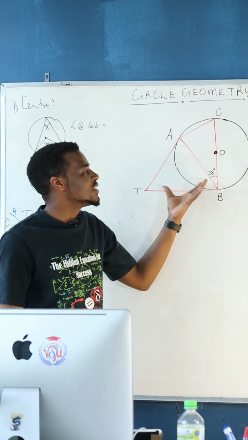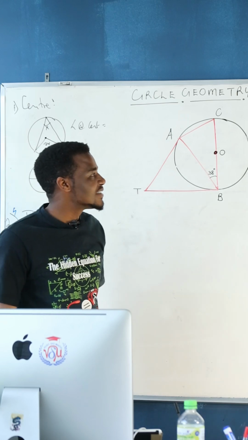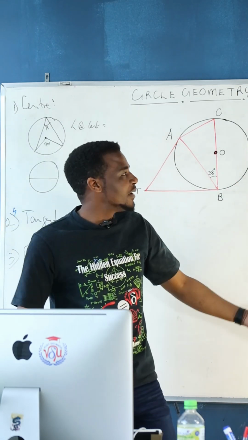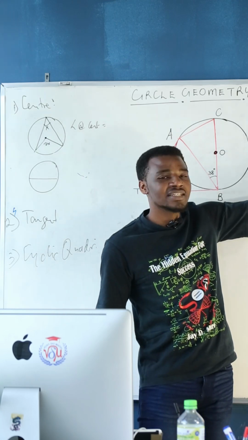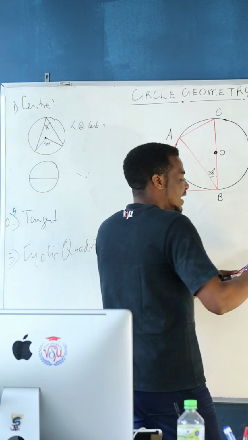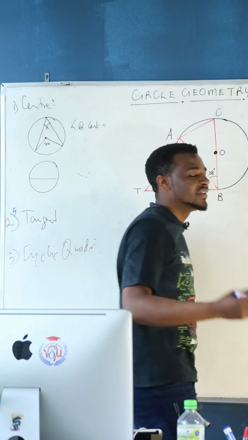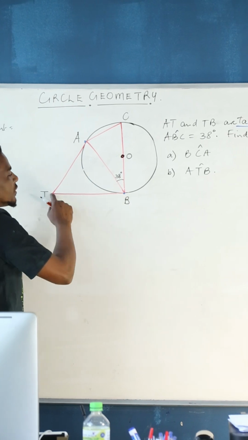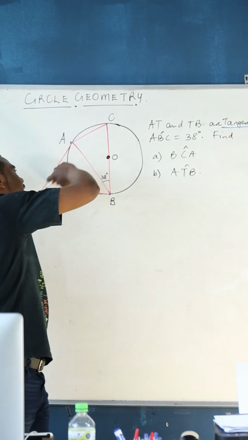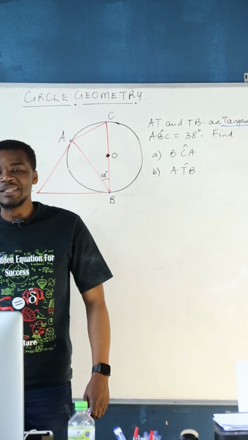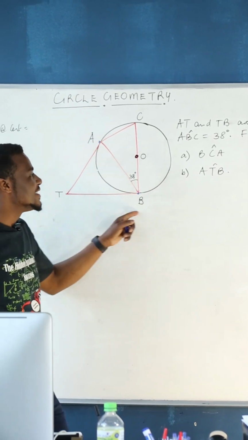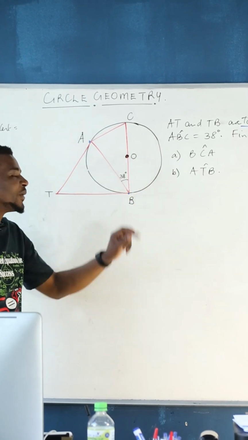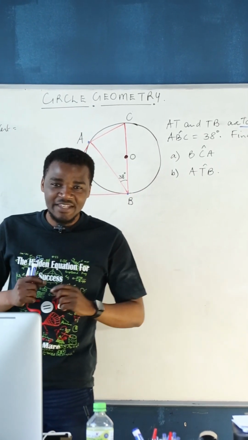So this question, as you see here, we've got a circle with so many lines. We've got line AT and line TB as the tangents. Remember what exactly a tangent is. A tangent is basically a line that touches the circle at what we call a point of contact. So here B is the point of contact and T here is the point of contact. So the angle ABC is given, that is 38 degrees, and also here we have the diameter where O is the center of the circle.